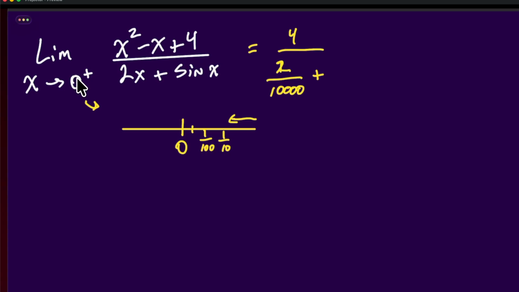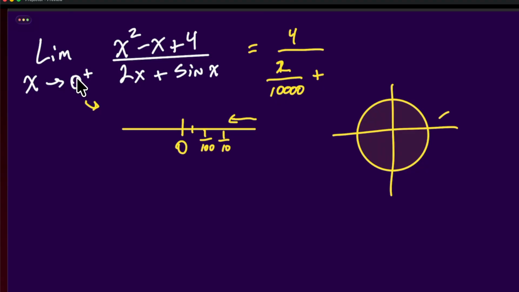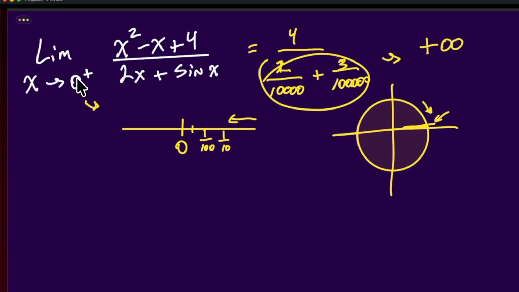For the sine of x as x approaches 0 from the positive side, if we look at the unit circle, if that's 0 degrees and we're approaching from the positive side towards 0, again, we're going to have very, very small positive numbers. So let's just put 3 over 1,000,000 here. Then if we add these together, we're going to get a huge positive number. That's a fraction. And when we do keep change flip, this is going to go to positive infinity.